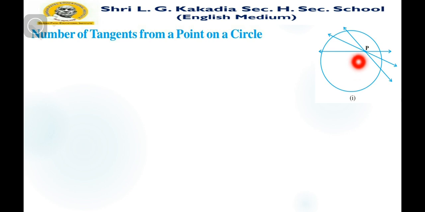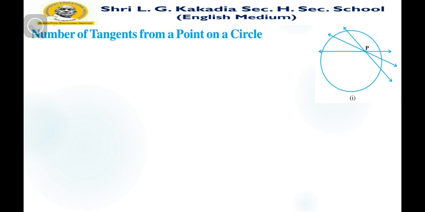Here you can see that if we take any point inside the circle, then we cannot draw any tangent to the circle, because we know that a tangent intersects the circle at only one point, but this is not possible here. So if the point is given inside the circle, then we cannot find any tangent to the circle.